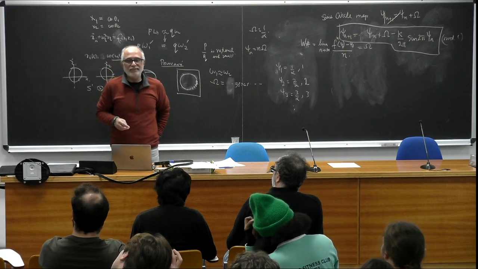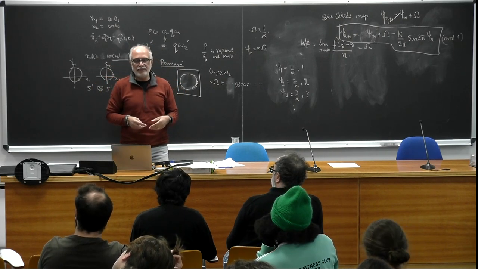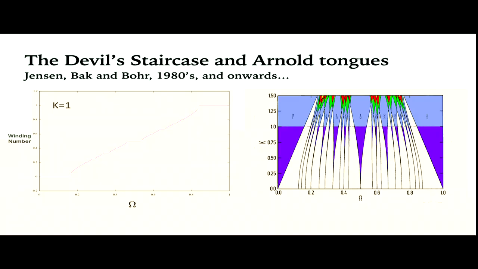The point about this is that what was noticed by Jensen, Bak, and Bohr, and many other people, Kadanoff, Procaccia, a large number of people, is the following. What is shown over here is the winding number calculated from that, as a function of the strength of the coupling. There are some interesting properties coming from the fact that it's a sine coupling, and there is a symmetry around the line one half.